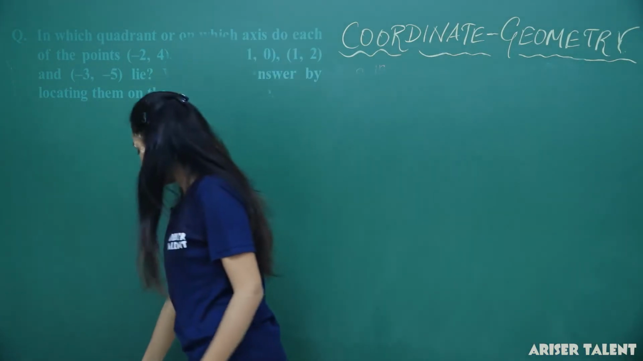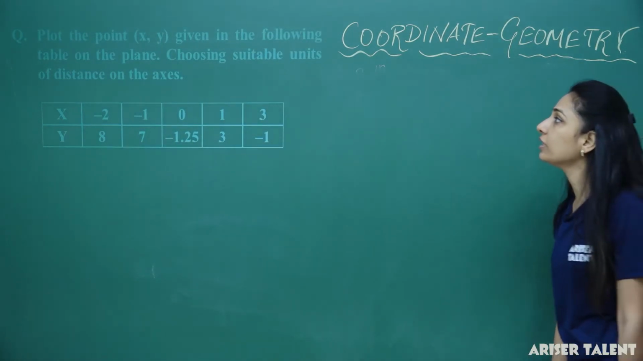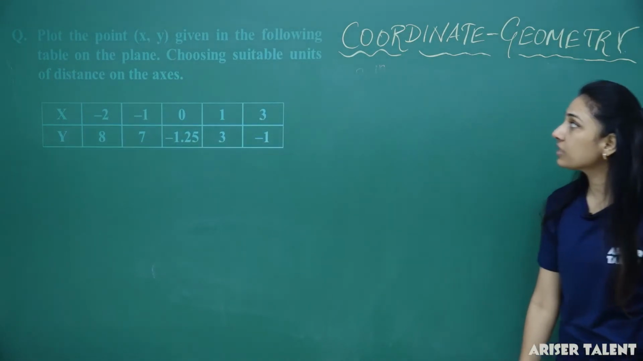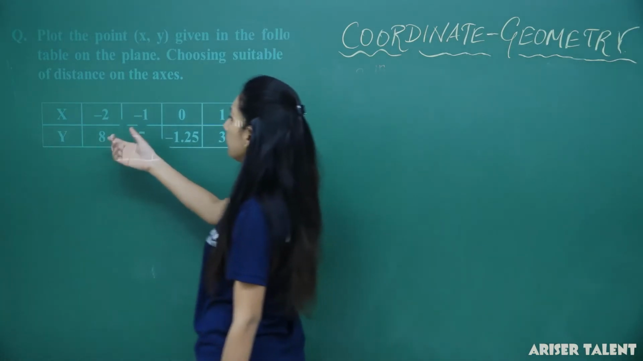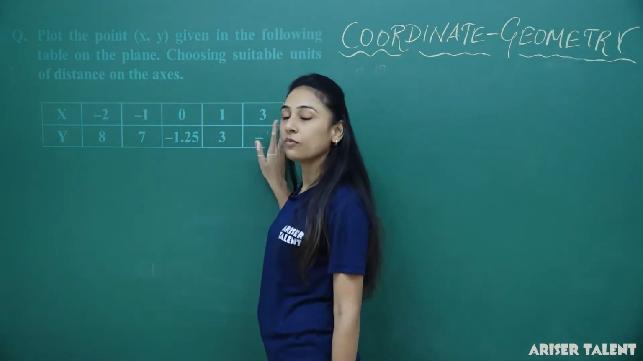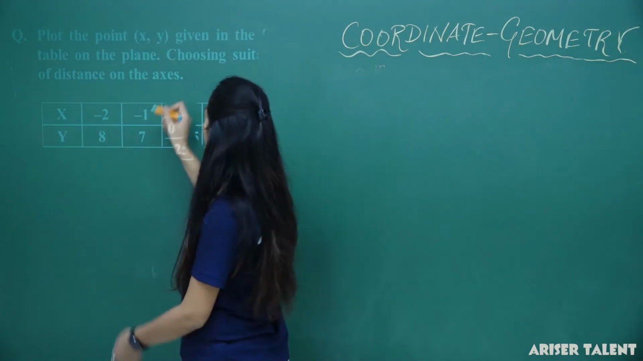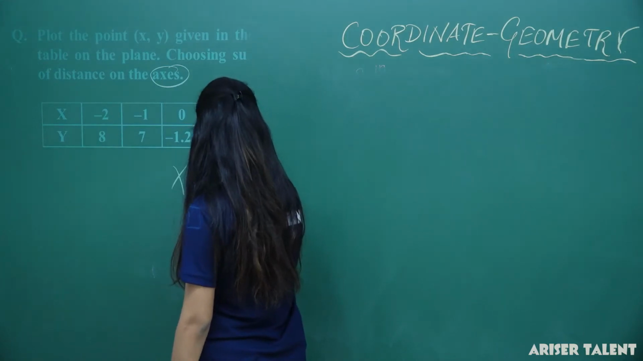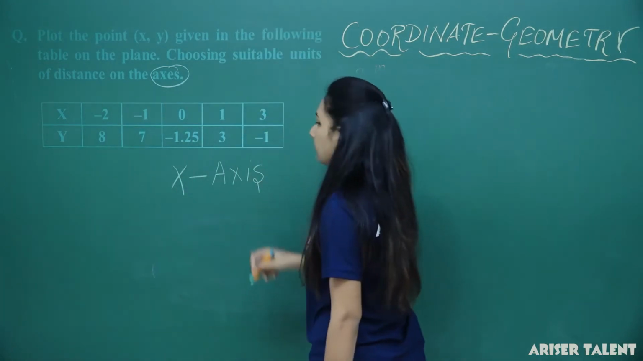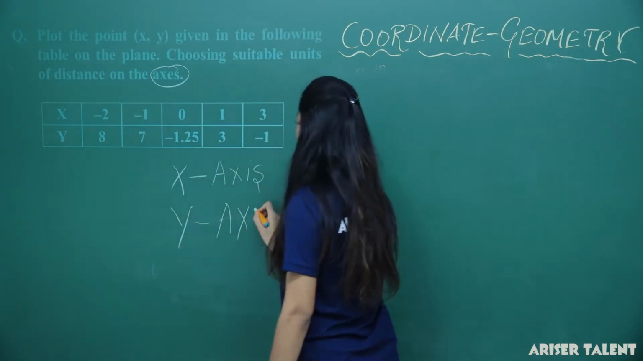Okay, now with the next question, you are to plot the points (x, y) given in the following table on the plane, choosing suitable units of distance on the axis. The values of x, that means the abscissa, are given, and the ordinates are given. Now, there is a word, axes. I have told you about the x axis and y axis.